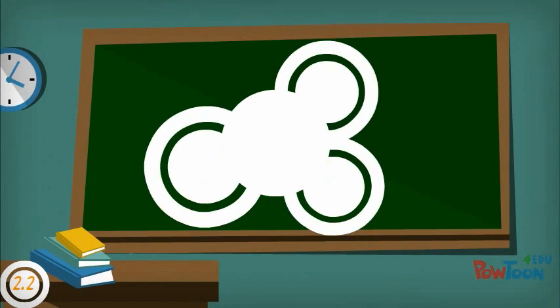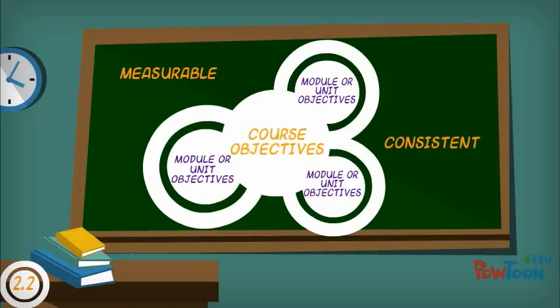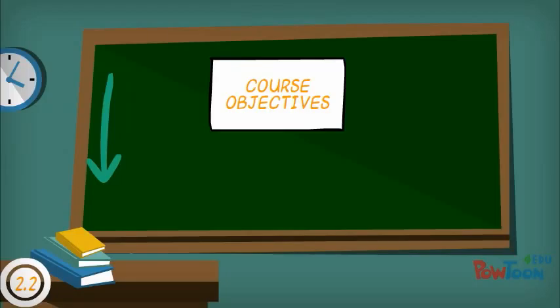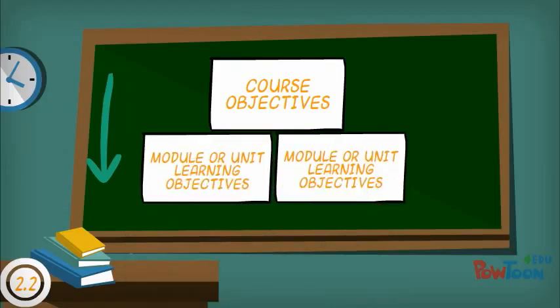2.2 says that the module or unit learning objectives describe outcomes that are measurable and consistent with the course level objectives. Course objectives are broken down into learning objectives at the module and unit level, which are more specific than the course objectives and describe specific skills, knowledge, or competencies that will be mastered during the module or unit, but overall, they all contribute to the achievement of the course objectives.